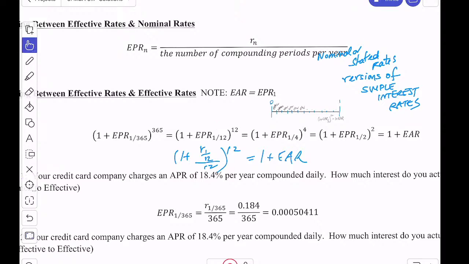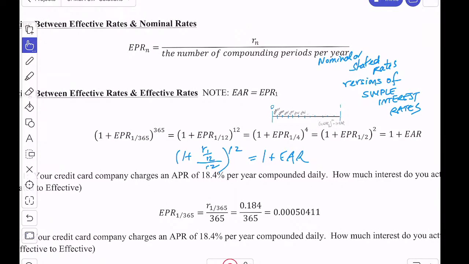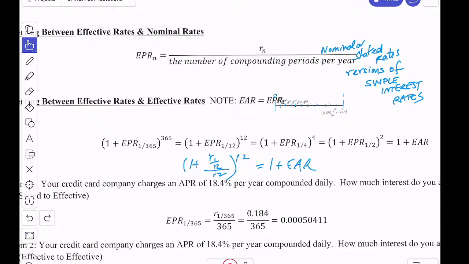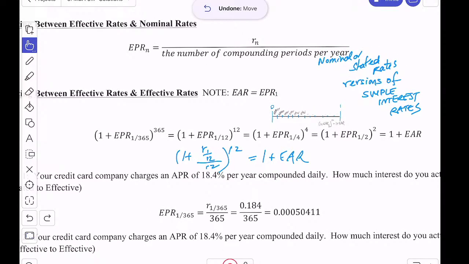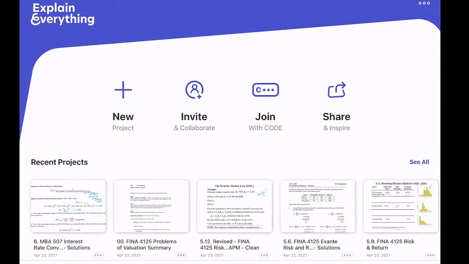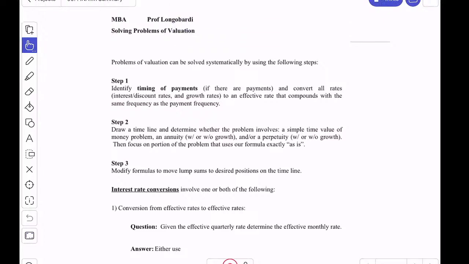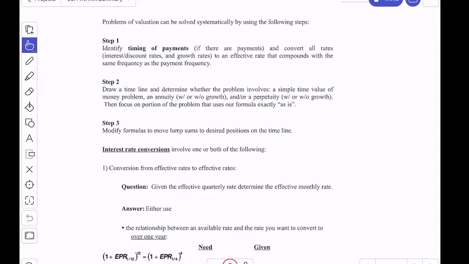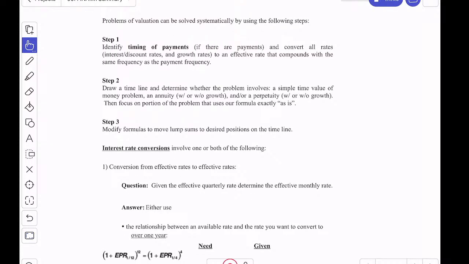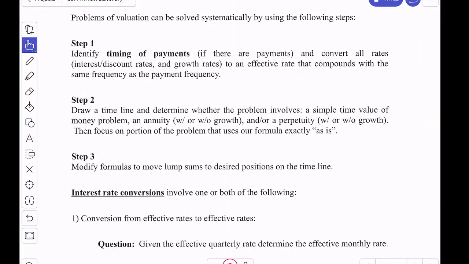So I was happy to see that. And in general, just to review the approach to evaluation, problems of evaluation can be solved systematically by using the following steps.